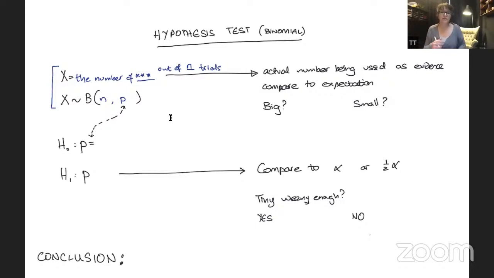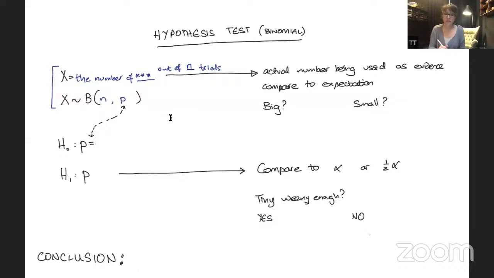Hypothesis testing is a general topic. It's in AS with the binomial distribution, and it's in the A level with the normal distribution and the correlation coefficient, but the process is the same and the concept is the same. So that's my first tip: write down X in words. X is the number of this out of 10 or out of 20. X is binomial n, p.